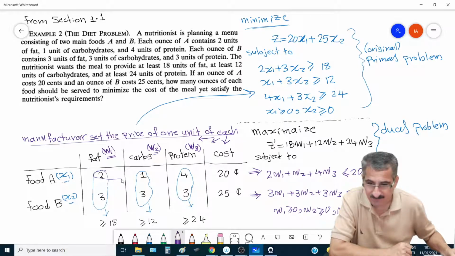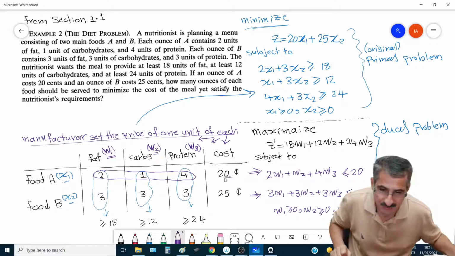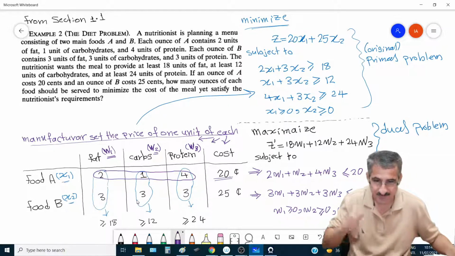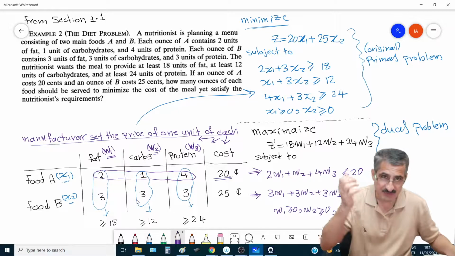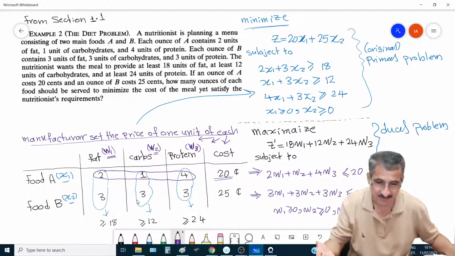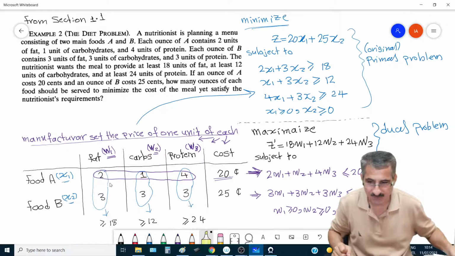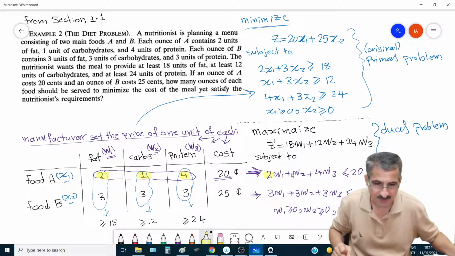2 times W1 plus 1 times W2 plus 4 times W3. The prices we want not to exceed 20 cents, because the buyer will buy food A at 20 cents, so we will not make it more than that. Therefore we obtain this inequality. So this is the 2, 1, 4: we have 2 here, 1 here, and 4 here.